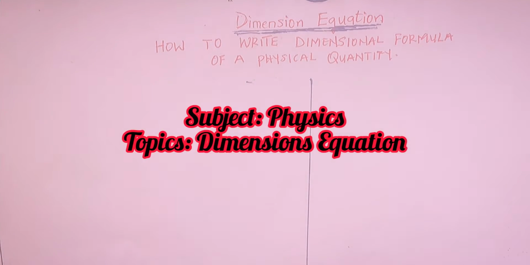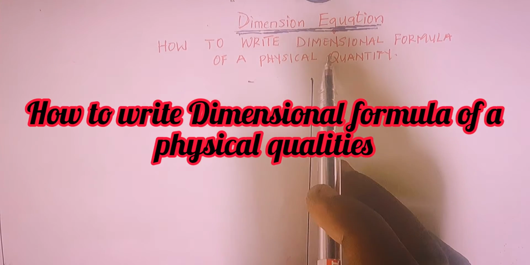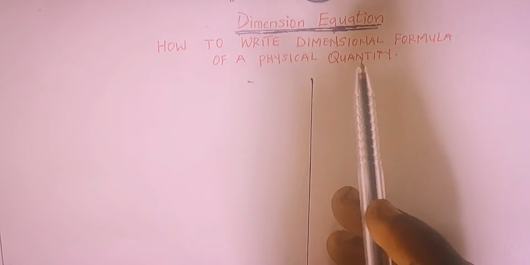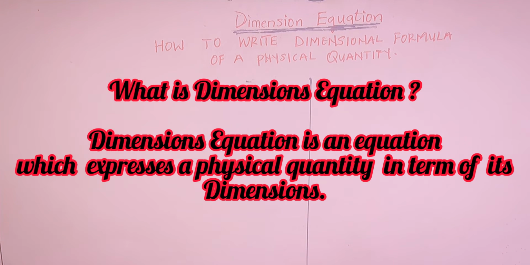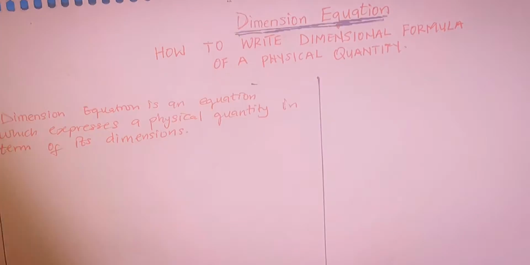Hi friends, in this video we are going to learn how to write the dimensional formula of a physical quantity. At first, what is a dimensional equation? It is an equation which expresses a physical quantity in terms of its dimensions. How do we write the dimensional formula of a physical quantity?